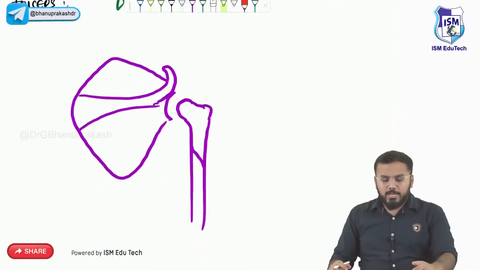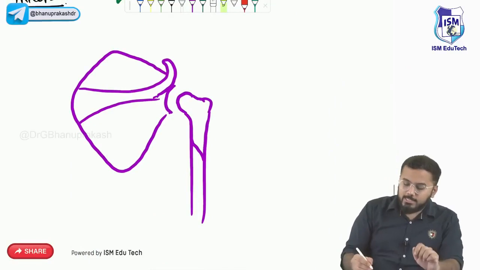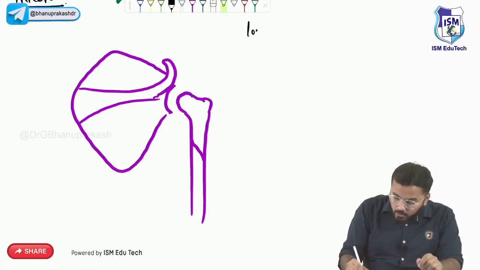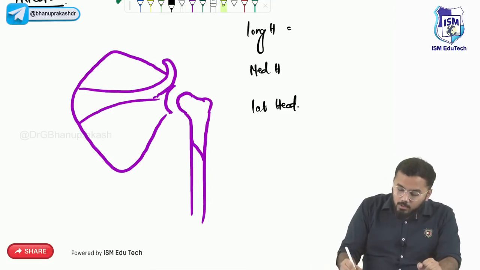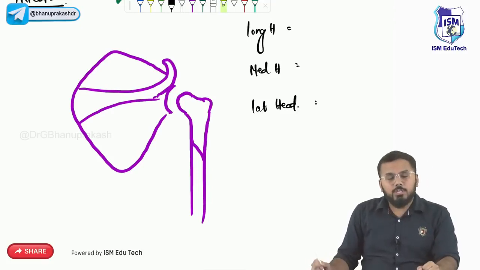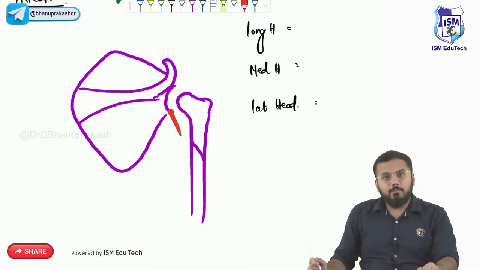Now let us go on to the next muscle, that is your triceps muscle. Now the triceps muscle has how many heads? We have the long head, the medial head, and the lateral head. Now look. From where does the long head originate? The long head originates from the infraglenoid tubercle. From the infraglenoid tubercle, the long head will originate.